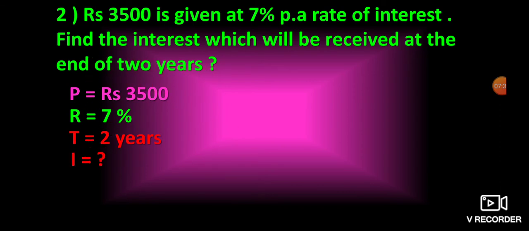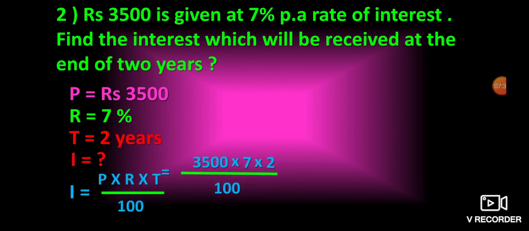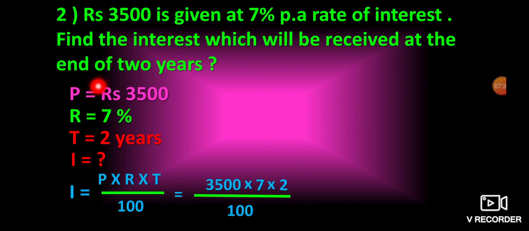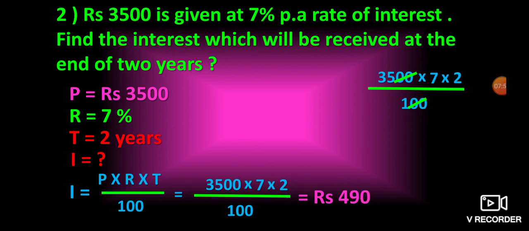I we don't know. Then I equal to P into R into T by 100. We substitute P, R, T here. Then the zeros can be cancelled. 35 into 7 into 2 equal to 490. You multiply these numbers, then we will get 490 as interest at the end of 2 years.